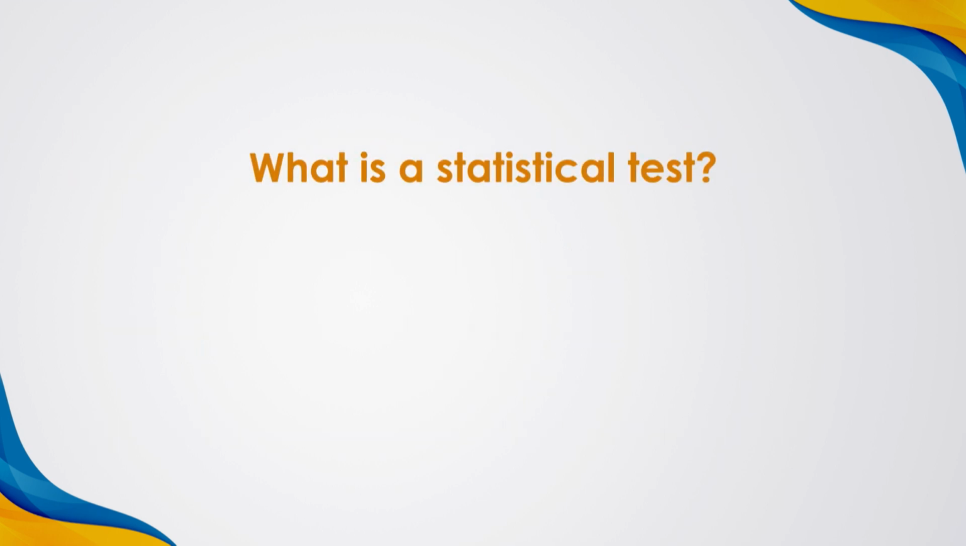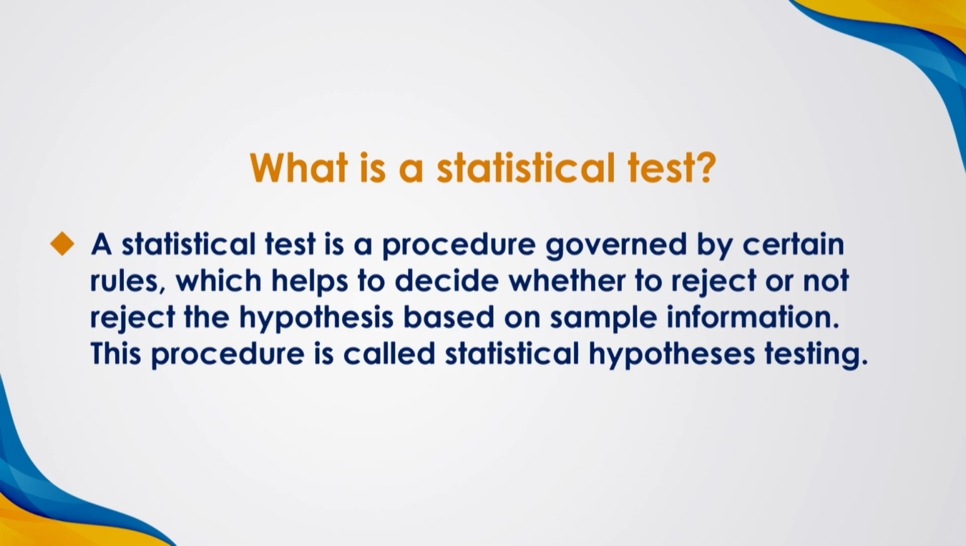What is a statistical test? A statistical test is a procedure governed by certain rules which helps to decide whether to reject or not to reject the hypothesis based on sample information. This procedure is called statistical hypothesis testing. Therefore, in a hypothesis test, we have a hypothesis, and whether to accept or reject it is the question to be answered. For that we have certain rules, we make use of those rules, and ultimately we come to the conclusion whether to accept or not.